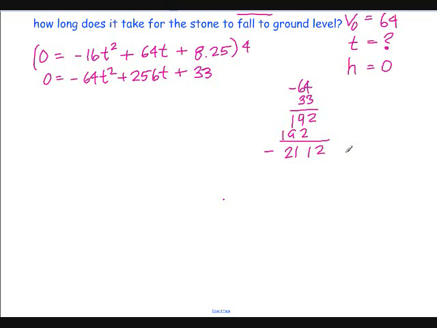negative 2,112 that when I add them together will be equal to a positive 256. Two factors that when I add them together will be equal to a positive 256. Well, yikes. So what's half of this? Maybe that's one way to look at it. That would be 1,056 times negative 2. I add those together, I sure don't get 256.